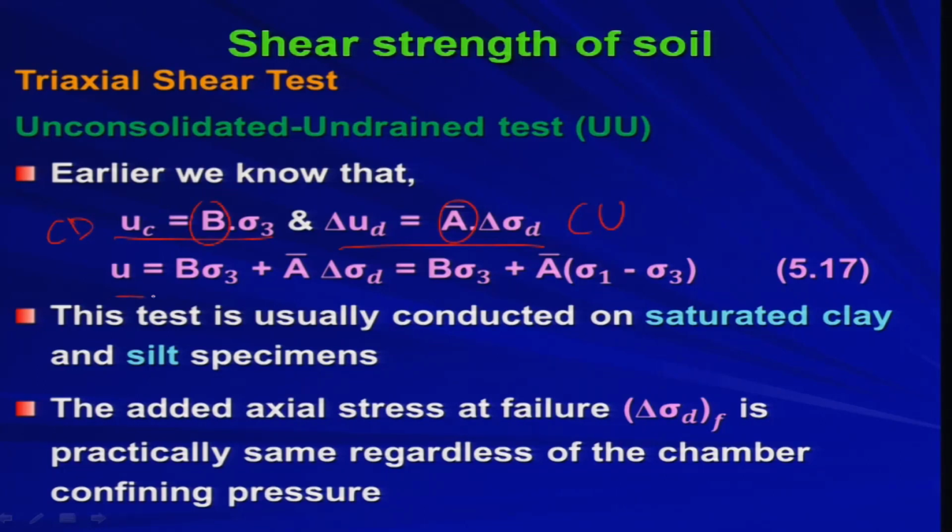Therefore, Δu is nothing but Bσ3 plus ĀΔσ_d, which is equal to Bσ3 plus Ā into (σ1 minus σ3). What is Δσ_d? Δσ_d is the deviatoric stress, that means the difference between the major principal stress and minor principal stress. So σ1 minus σ3 is coming into the picture. This equation 5.17 is very, very important. If you know the Skempton pore pressure parameters, you can calculate the total pore pressure developed during the test.